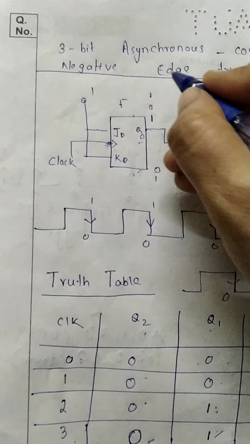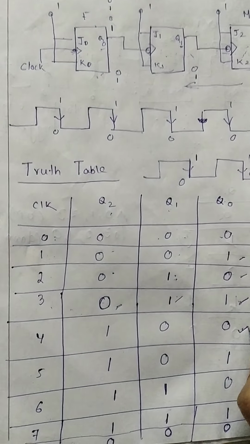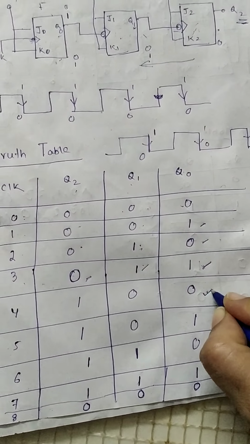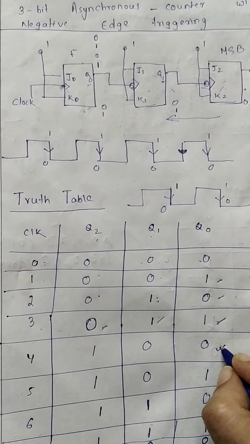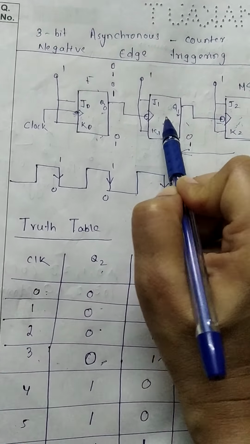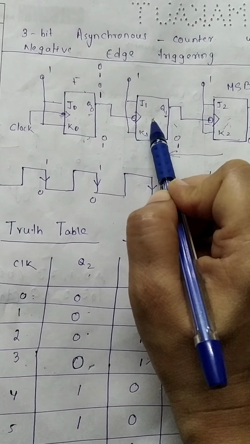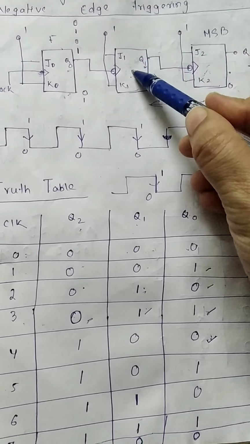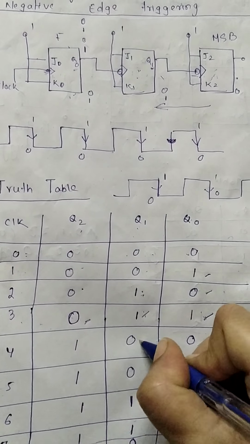Now after that again I am giving here 0. That means I am coming to the fourth clock pulse. In the fourth clock pulse I am giving here 0. The moment I give here 0, at that time what is happening? This is going to toggle. That means the Q1 is going to toggle. Q1 will change its state. The previous state of Q1 is 1, so it will come to 0.